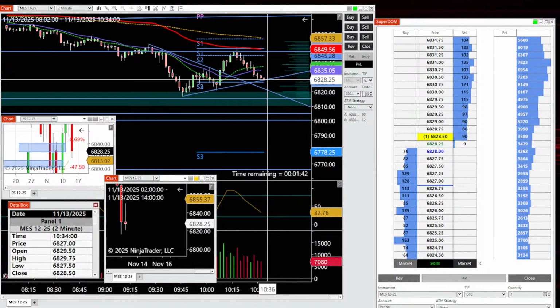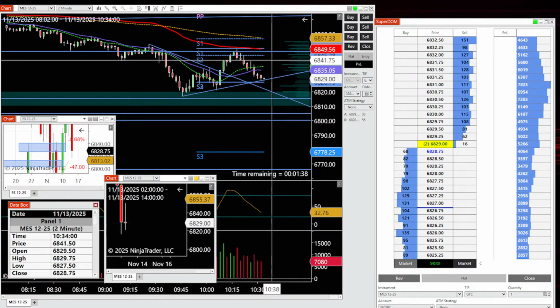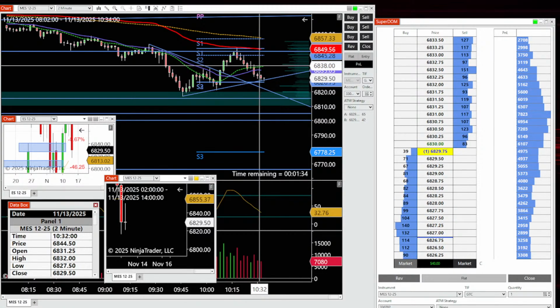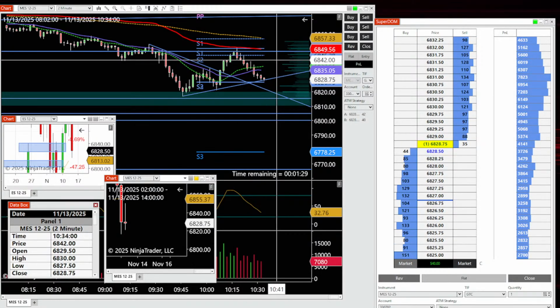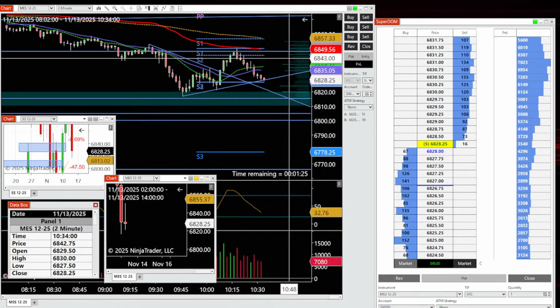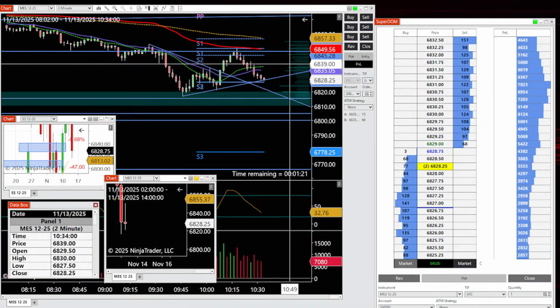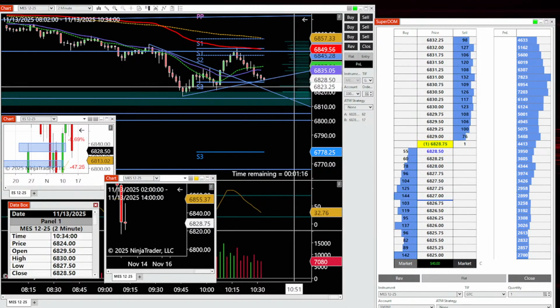I would like to see another pullback and a fail of making new highs. If we made another pullback and made a fail of new highs, it could be around 40. No, not 40. Yeah, around the 40 area. Well, we did it here, but around the 40 area.